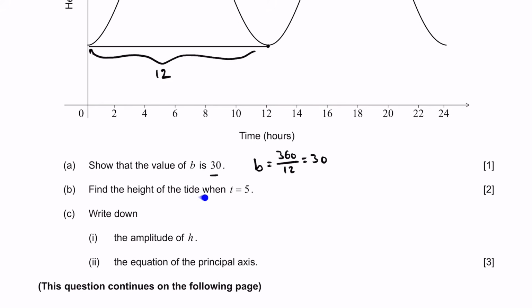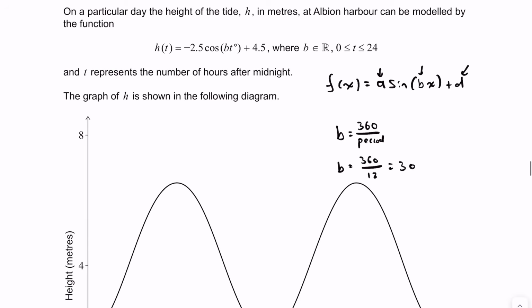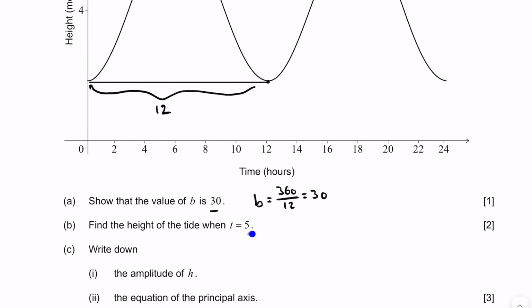Find the height of the tide when t is equal to 5. All right. So insofar as we found b, we actually have the complete function here. So now we have a function which relates the height to time. And so we can just plug in the value of 5 into our completed function, and then we should be able to find the corresponding height.